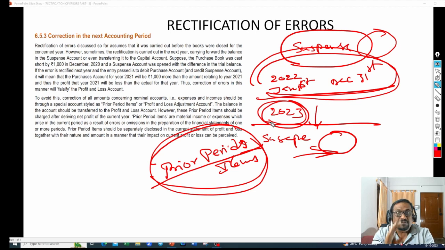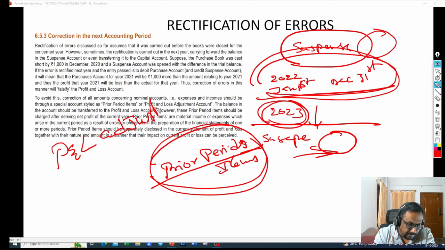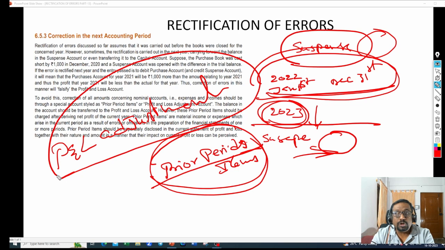So, when we identify these prior period items, wherever you see one-sided entries being posted, especially in nominal accounts, those differences have to be posted to a separate account called P&L adjustment account. You should not use the P&L account straightaway for adjusting prior period items.